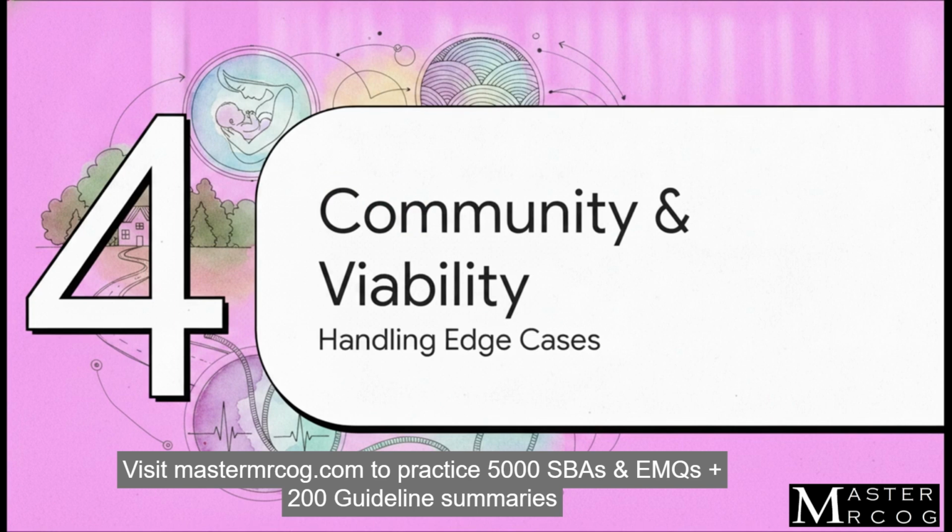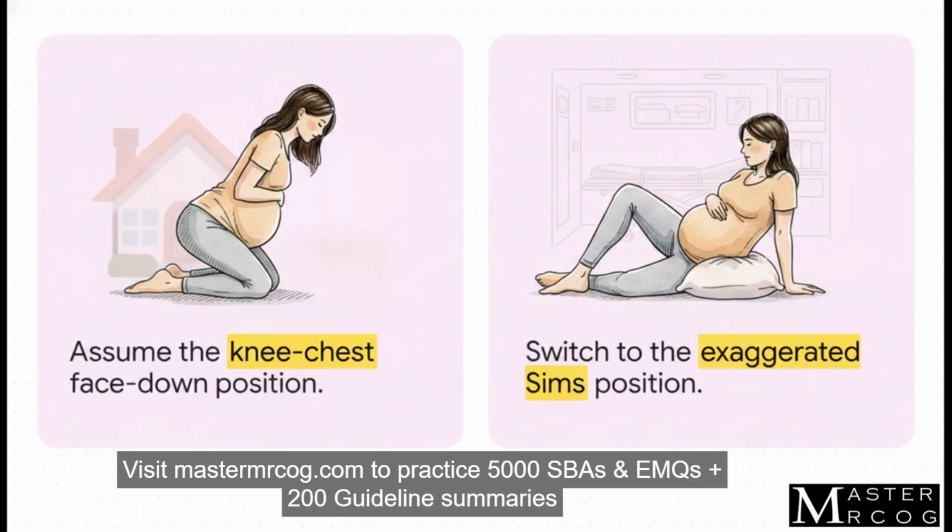Jumping into Section 4, Community and Viability Scenarios. Moving beyond the fully equipped standard hospital labor ward, we've got to look at the edge cases. The guideline explicitly covers scenarios that happen out in the community, as well as those really agonizing situations involving extreme prematurity. If you're advising a community midwife or a patient over the phone, positioning matters immensely, and it actually changes based on the situation.